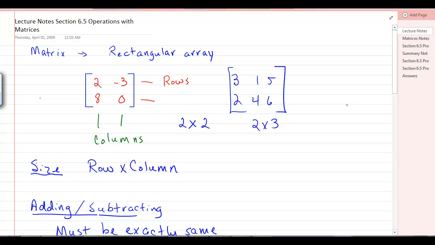So let's start out and talk about what a matrix is. It's simply a rectangular array of numbers, and you see it usually with the brackets like you see here. We talk about the rows and the columns, and we talk about the size of a matrix by this designation. It's row by column. So this is a 2 by 2, this is a 2 by 3. You need to know that for when you put them in the calculator. It will ask you the size, and remember it's always row by column.